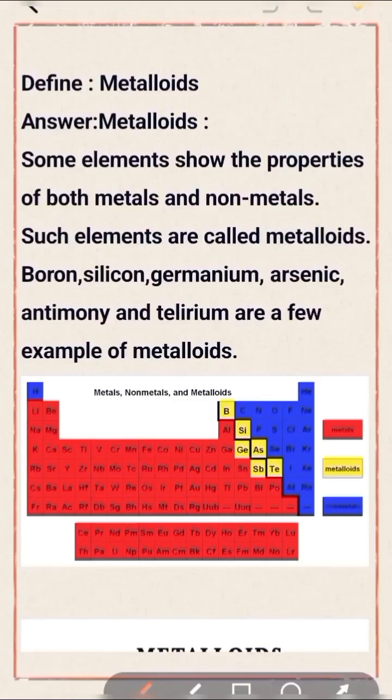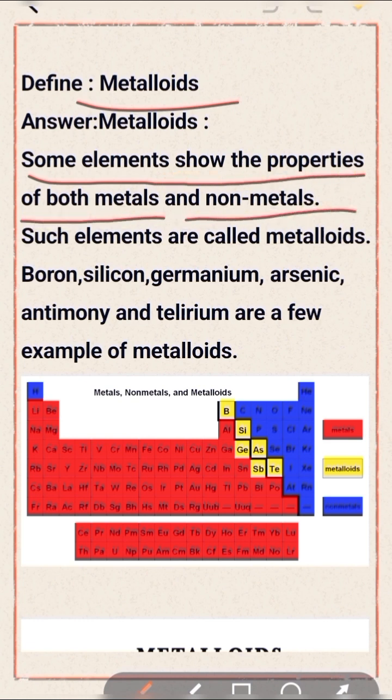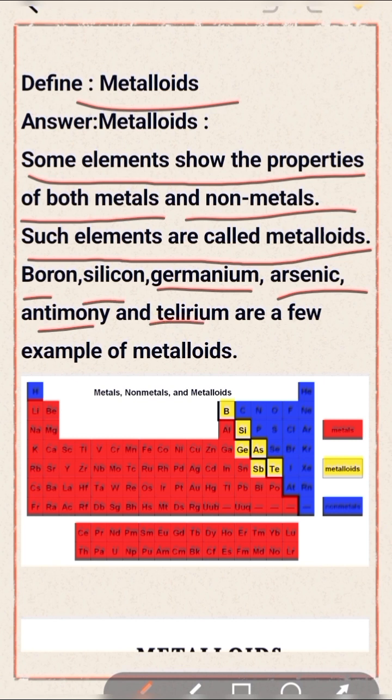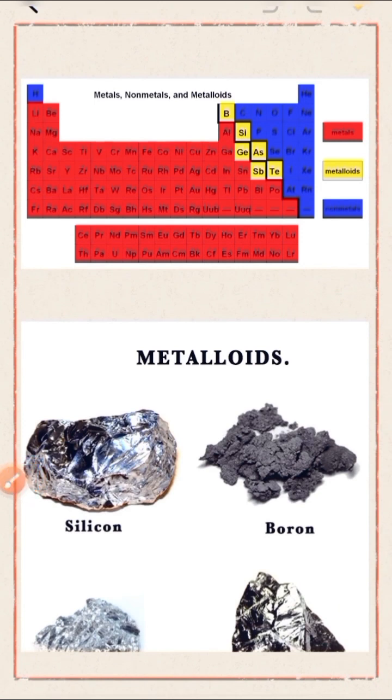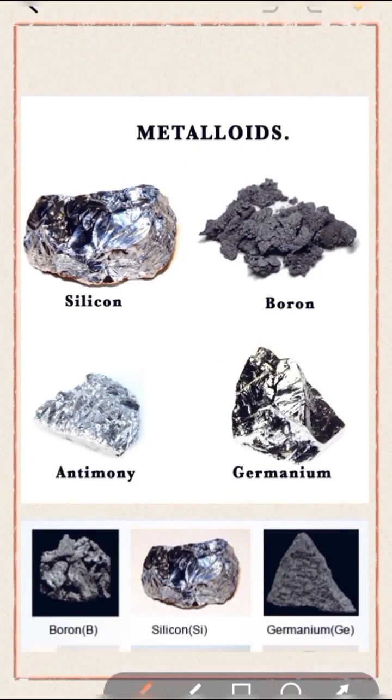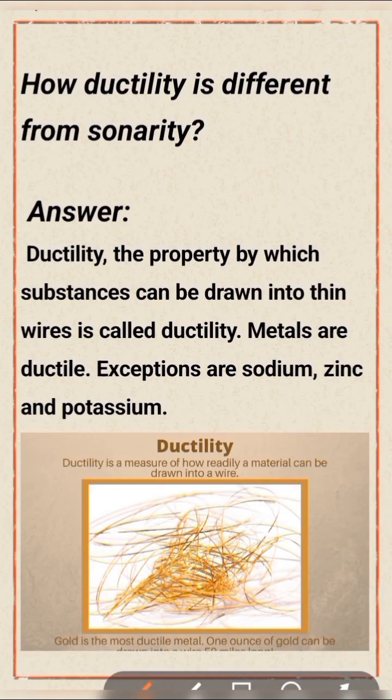Define metalloids. Some elements show the properties of both metals and non-metals. Such elements are called metalloids. Boron, silicon, germanium, arsenic, antimony, and tellurium are a few examples of metalloids. In the periodic table, yellow color shows the metalloids. Some examples of metalloids: silicon, boron, arsenic, antimony.